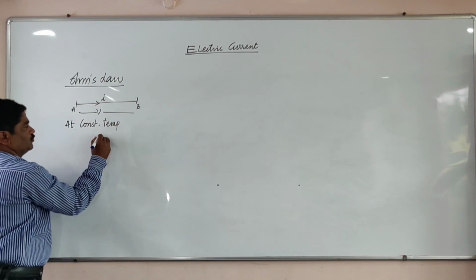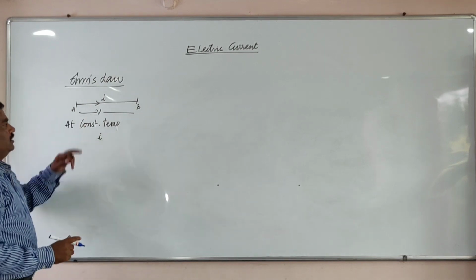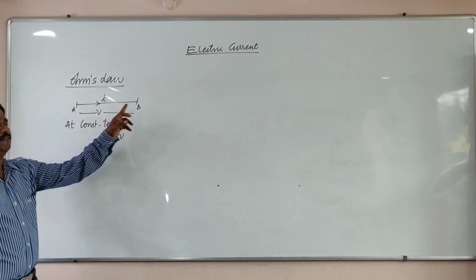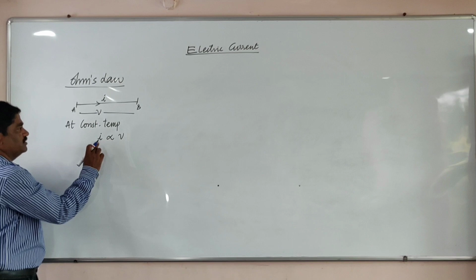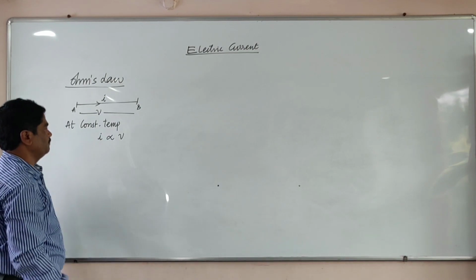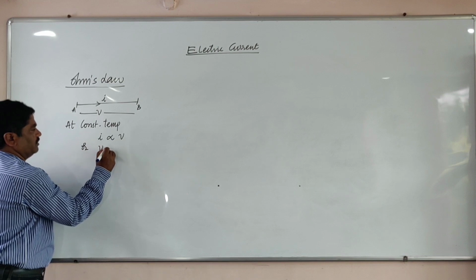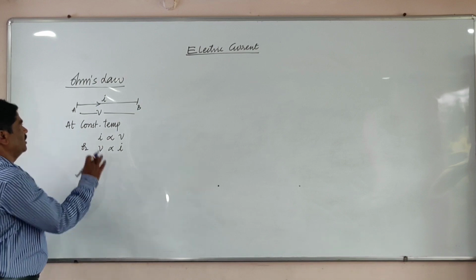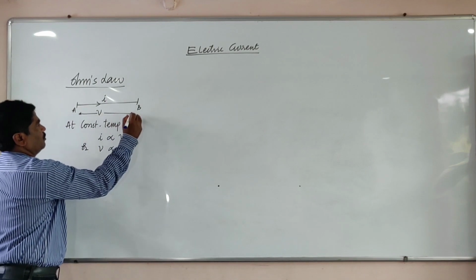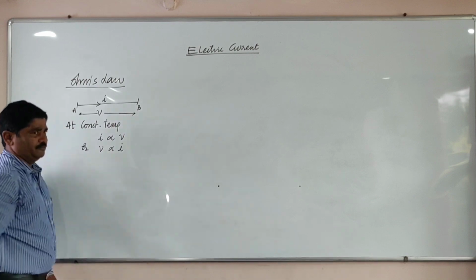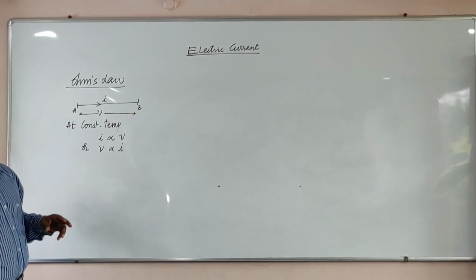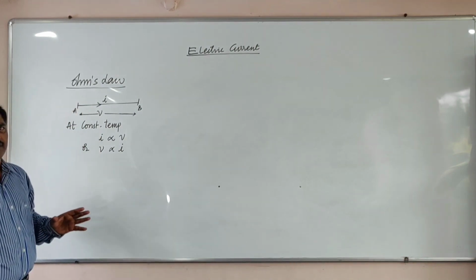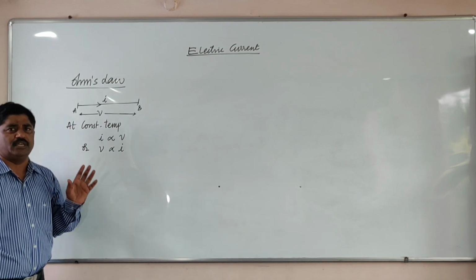The electric current which flows through a conductor is directly proportional to the potential difference across the ends of the conductor. I is proportional to V, or conveniently we can write V is proportional to I. This is an empirical, mathematical formula developed by Simon Ohm, but it is not a fundamental law, since Ohm's law is not applicable to all materials at all conditions. There are limitations, so it cannot be called a fundamental law.